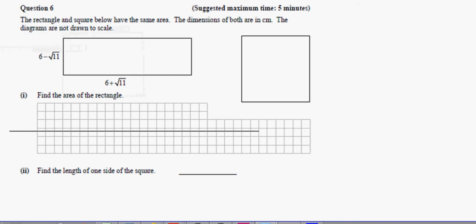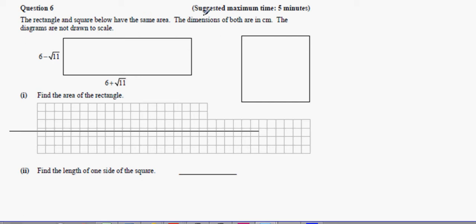So the rectangle and square below have the same area. The dimensions of both are in centimeters. The diagrams are drawn not to scale. Find the area of the rectangle.